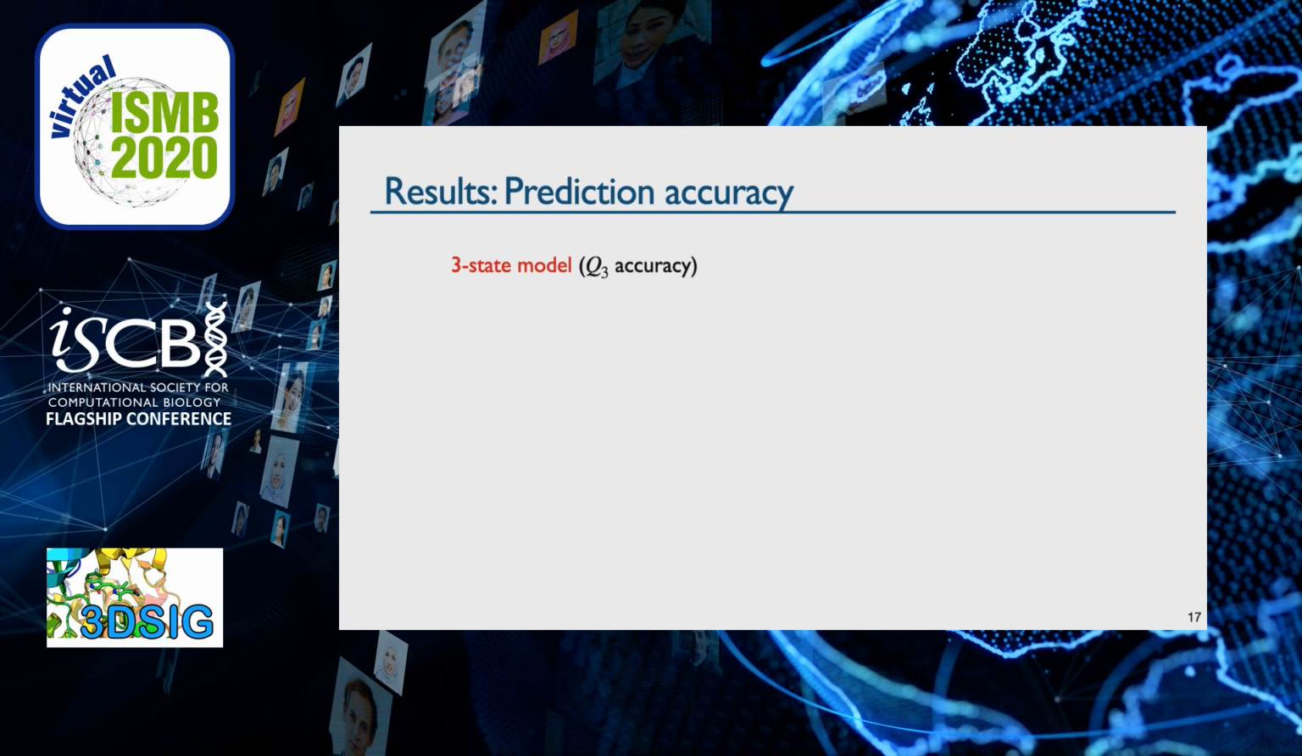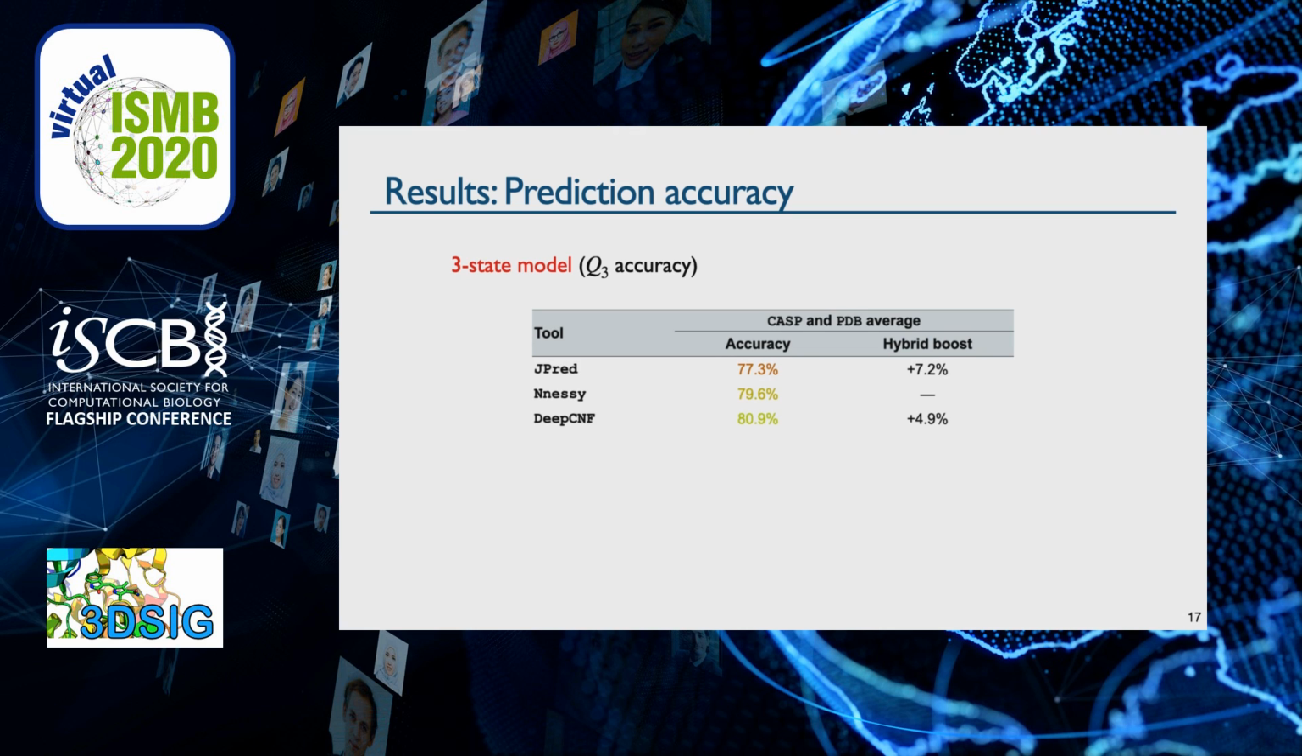We now give prediction accuracies for these tools, including NESI and the hybrid method. The following table gives accuracies for the standard three-state model of secondary structure prediction. We use Q3 accuracy, which is the fraction of residues with correctly predicted secondary structure. The full proceedings paper gives accuracies on each CASP and PDB dataset, where here we show just the average over all datasets. We show the accuracies of these tools in increasing order of average accuracy, along with the hybrid boost, which is the increase in accuracy when a given tool is hybridized with NESI.